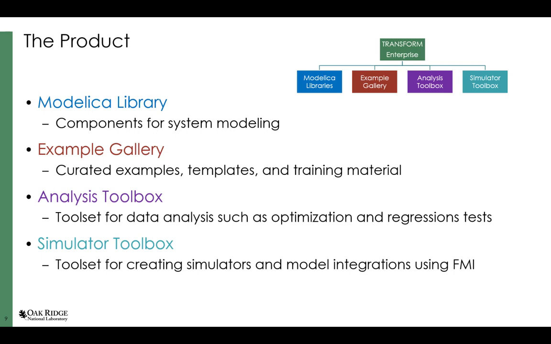So now let's talk about the product. There's the Modelica library, which I touched on. The other aspects of the TRANSient Enterprise include an example gallery, which will contain a growing list of examples, templates, and other training material, which may be useful for both new and experienced users of TRANSient. The third is an analysis toolbox. We would like to include and support additional tools to get better results out of your models, various optimization, regressions, tests, etc. Finally, a simulator toolbox.